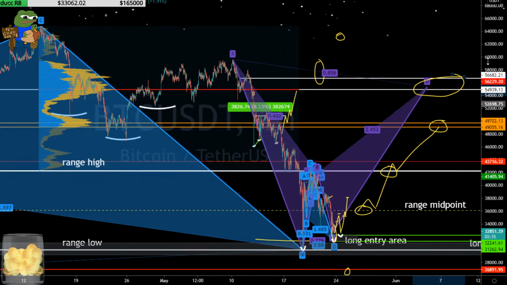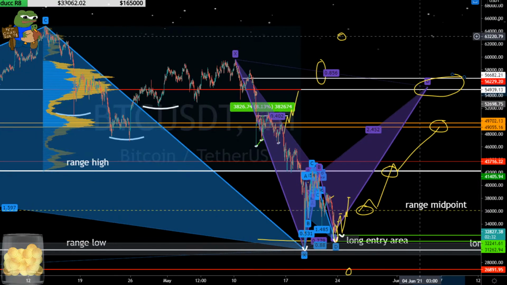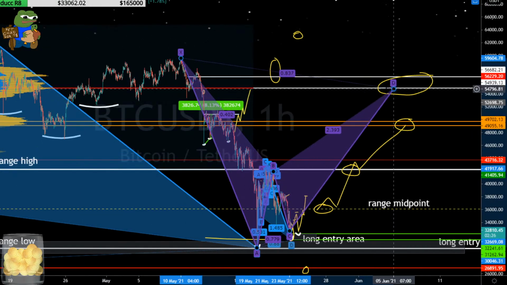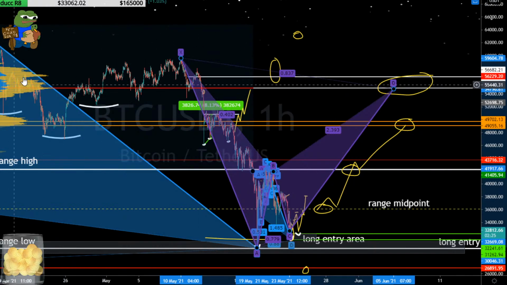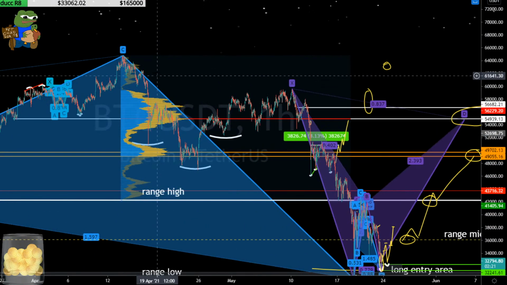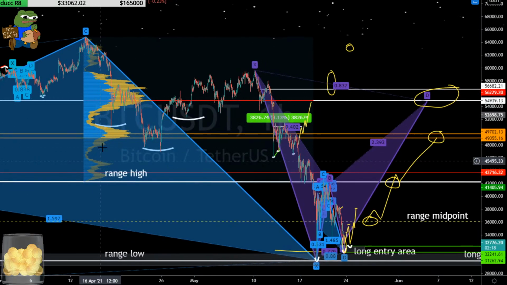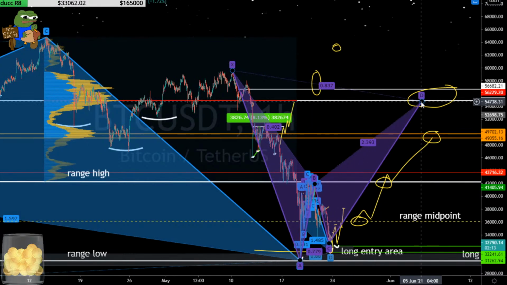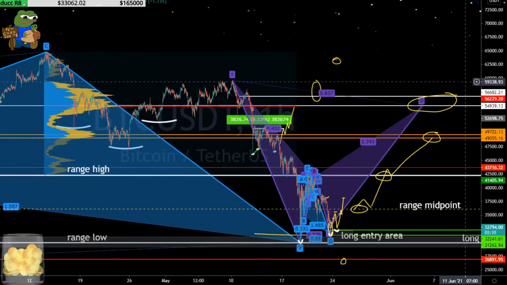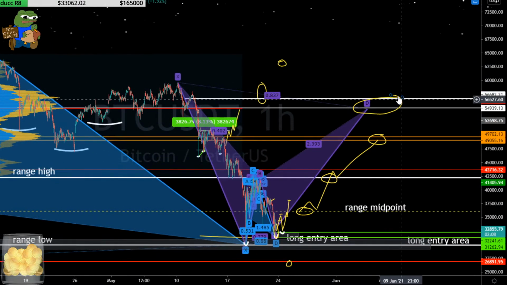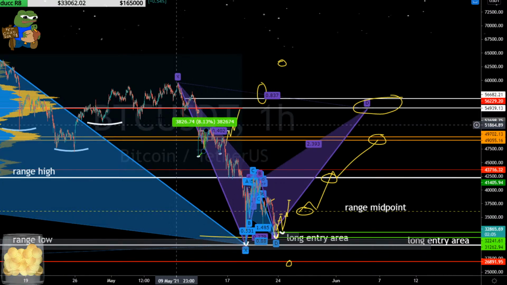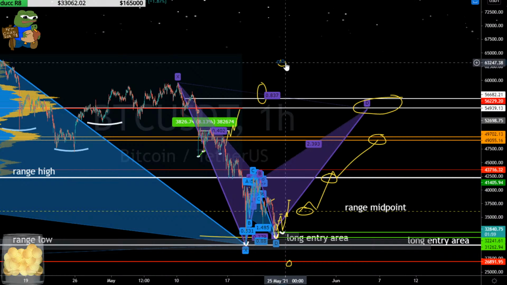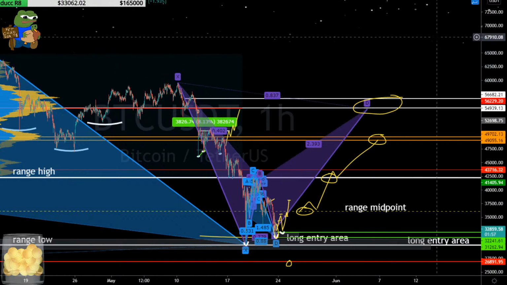So if we put that POC back in play, you'll see it's already there. It's right there. That D, that red line, you see that? The volume profile indicator is indicating the same area of a harmonic D for a bat. Top of the range, range high. That, in my opinion, is where we are headed.